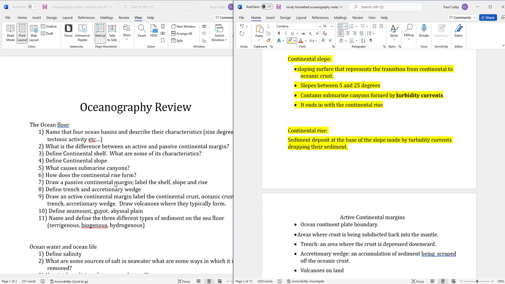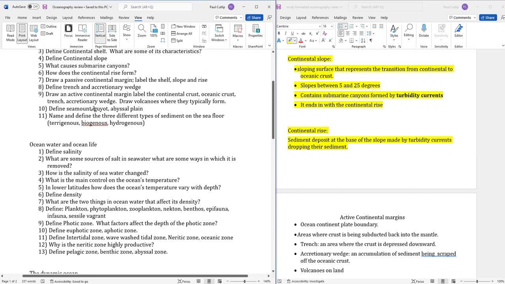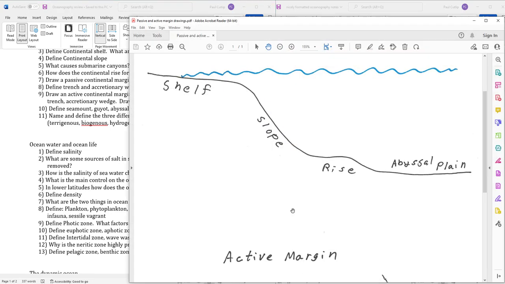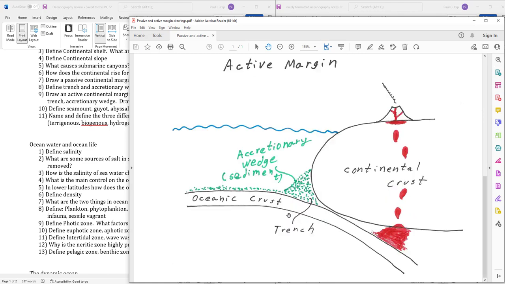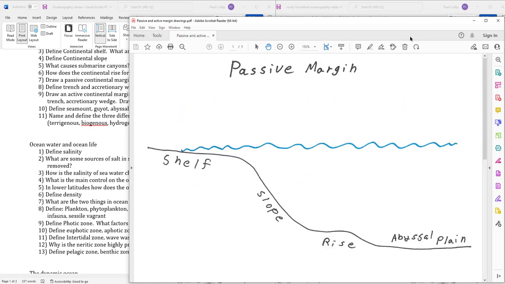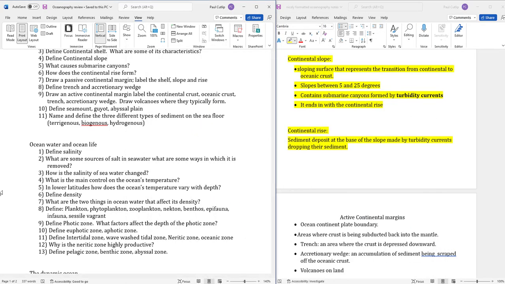Turbidity currents, right? And of course, the reason I gave you those drawings is I asked you, okay, draw a passive margin, draw an active margin. Now, it's a multiple choice test. I can't ask you to draw anything, but I can give you these drawings, don't label them, and ask you, okay, what's this, what's that, what's the other thing, right? And so you'll be familiar with these drawings. You might see them again on the test.